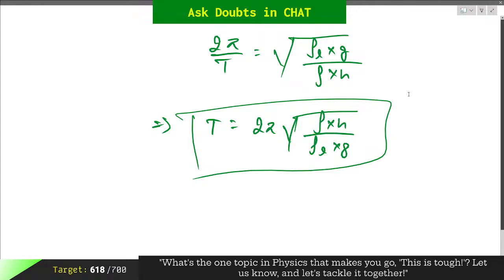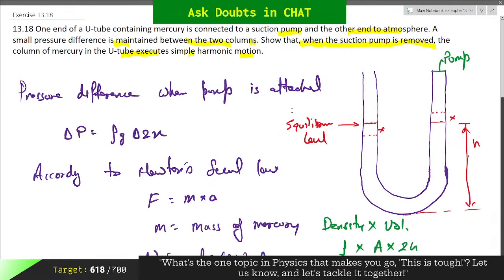Moving on to the next question. In this question, one end of the U tube containing mercury is connected to a suction pump, and the other end is open to the atmosphere. A small pressure difference is maintained between the two columns. Show that when the suction pump is removed, the mercury column in the U-tube executes simple harmonic motion.